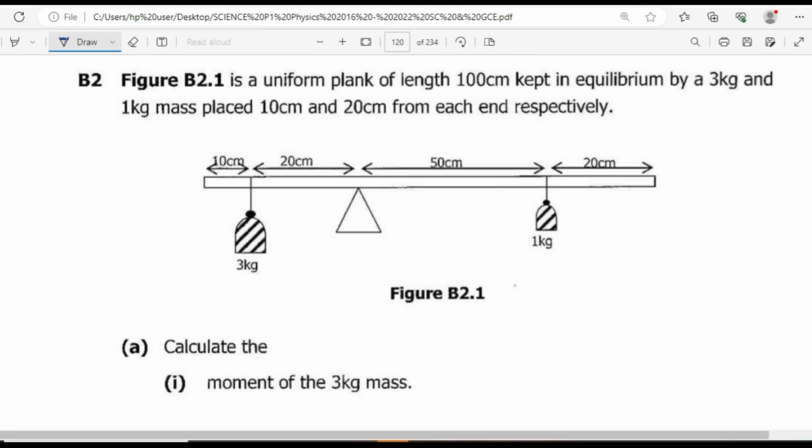Okay, so now we have a question for moment. Figure B2.1 is a uniform plank of length 100 cm kept in equilibrium by 3 kg and 1 kg mass, placed 10 cm and 20 cm from each end respectively. There are two moments here, moment 1 and moment 2. Calculate the moment for the 3 kg mass.